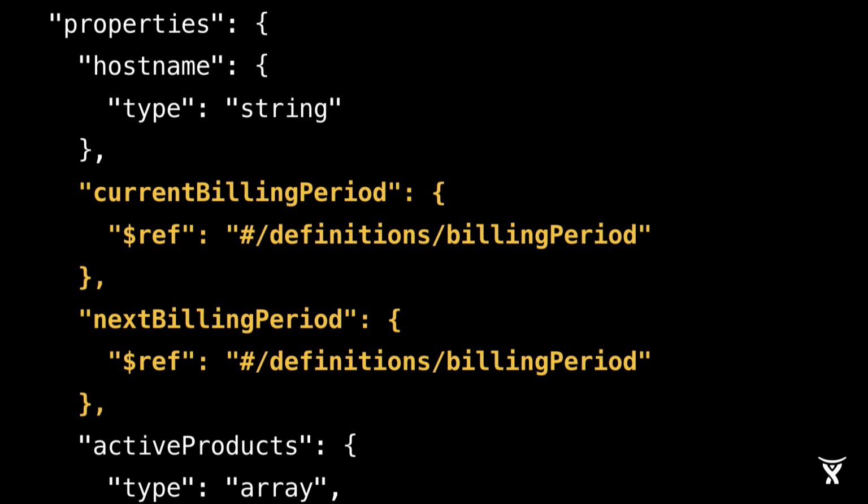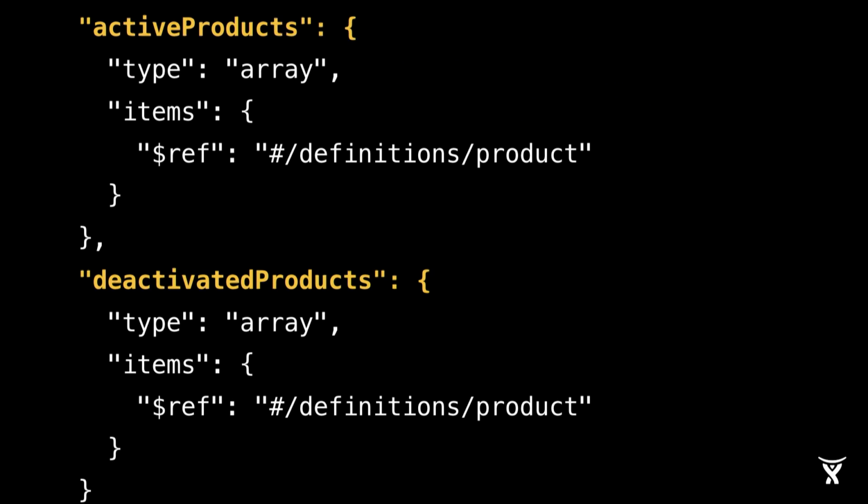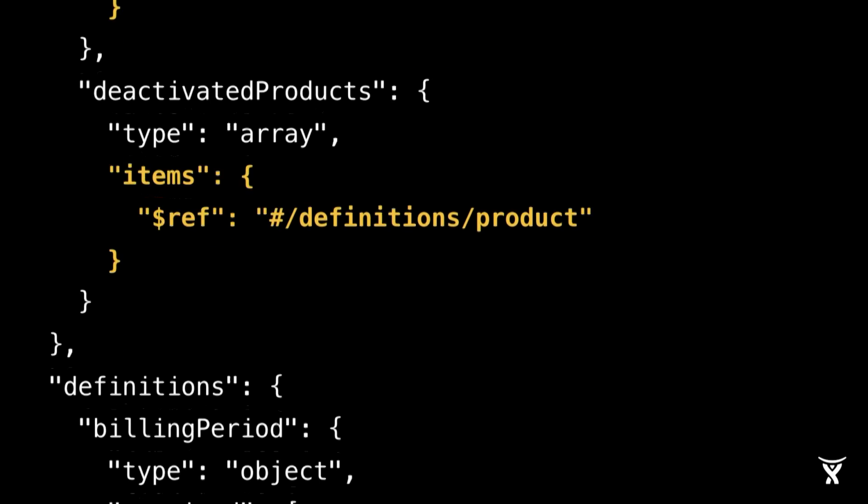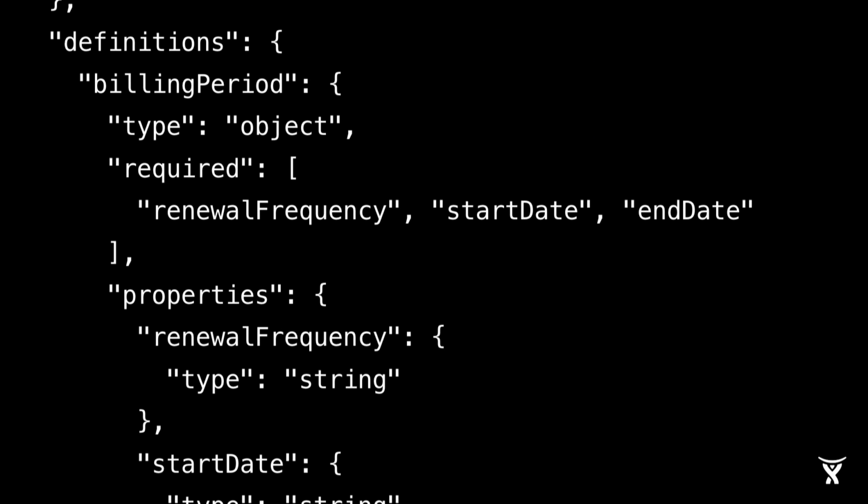Current and next billing period must be billing period definitions. These are custom definitions that you define in the same schema file. Similarly, active products and deactivated products must be an array, and the array must contain product elements. So these custom definitions are very similar and use the same JSON schema language.